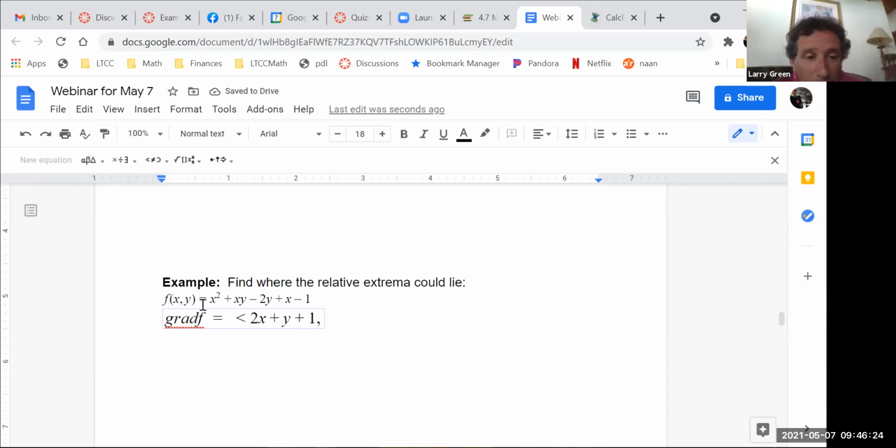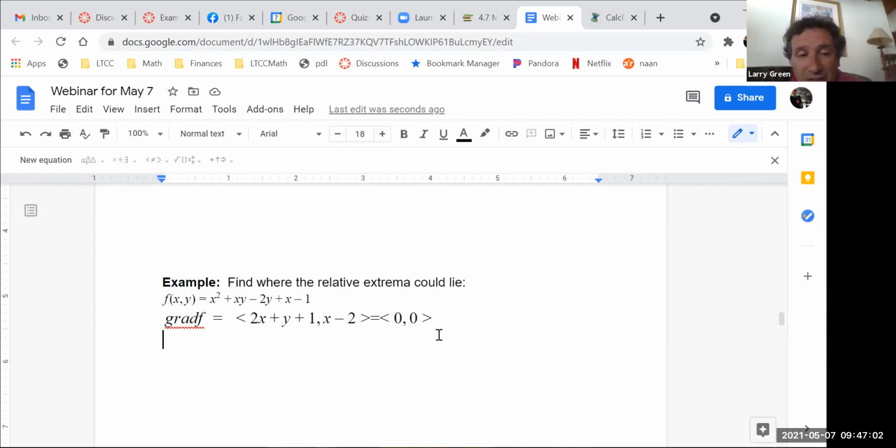And then we do the same thing for y. Partial with respect to y of xy is x. Partial derivative with respect to y of negative 2y is negative 2. Whoops, that goes here, so minus 2. And the x minus 1 goes away, they don't have y's. And I set those equal to 0, comma 0. Any questions on that?